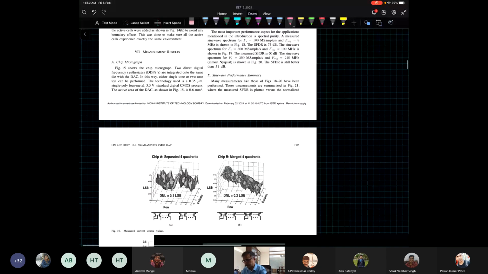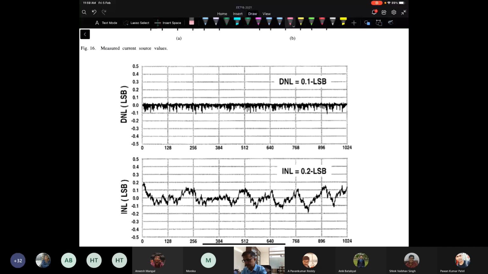measured values are phenomenal, as you can see here. Even for a 10-bit DAC, you get DNL that's less than 0.1 LSB. Okay, and INL is less than 0.2 LSB. So, you know, really good looking DAC in terms of performance.